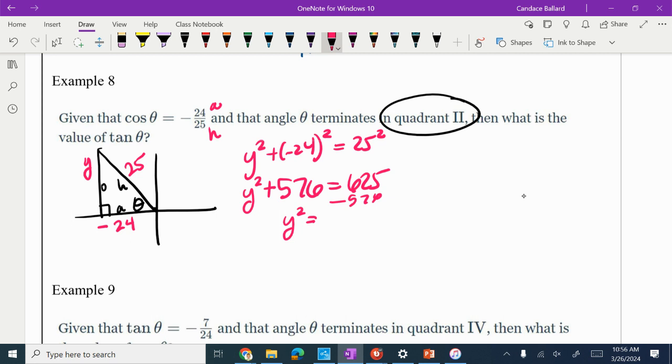49. Okay, how do I undo the square? Square root. Technically a plus minus. In this case, I need it to be a vertical distance up. So do I want it to be positive or negative? Positive. Good. So there's a 7.